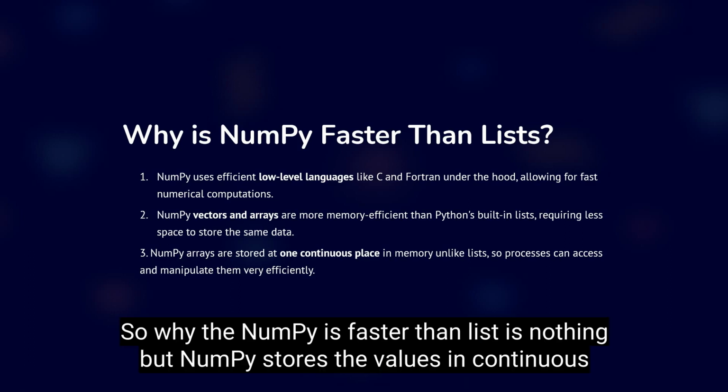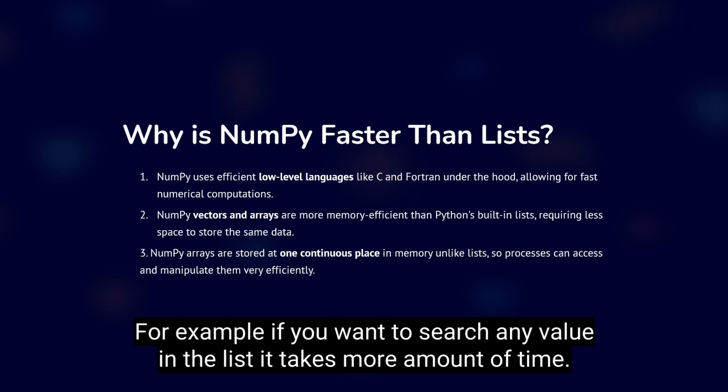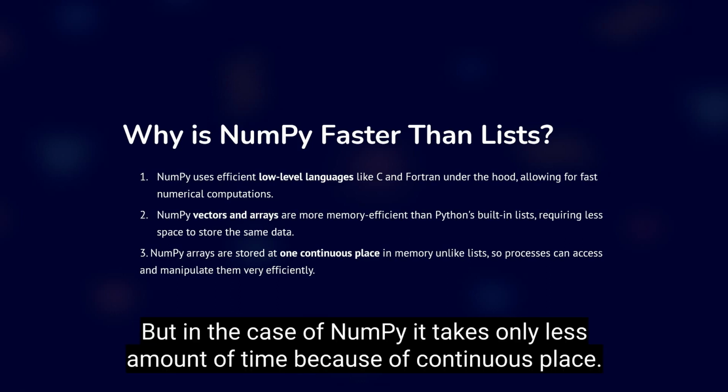So why Numpy is faster than a list is nothing but Numpy stores the values in a continuous place. But in a list, the values are stored in a discontinuous place. For example, if you want to search for any value in the list, it takes more time. But in the case of Numpy, it takes only less time because of the continuous place.